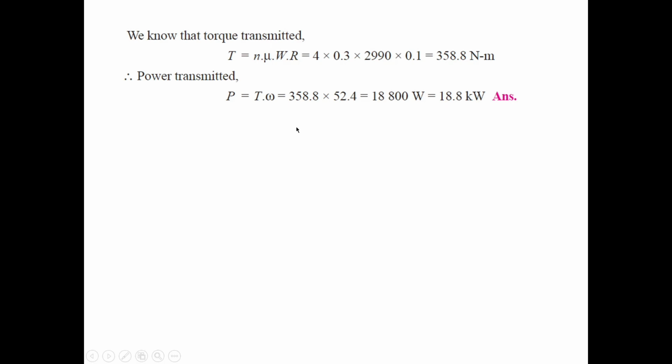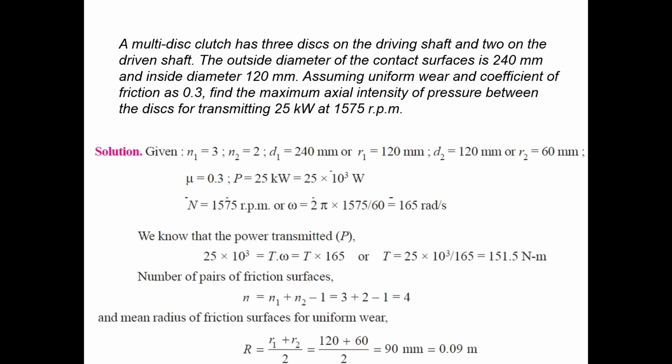P is equal to T into angular velocity, that is torque into angular velocity. The unit for power is kilowatt. Just verify the answer by using your calculator. We are moving to the next problem.